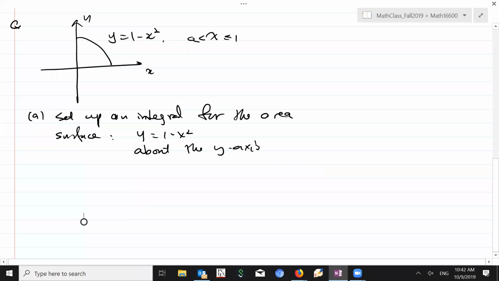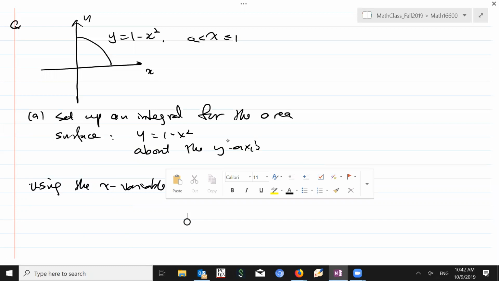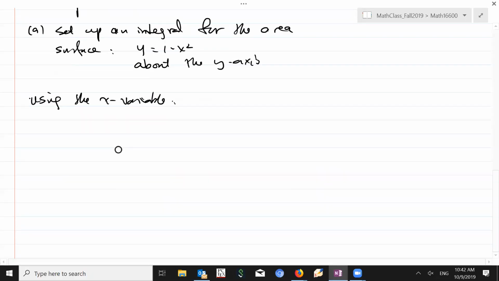Yeah, we actually want to get two integrals, using the x variable and using the y variable. Don't need to evaluate the integral, okay? So A, using the x variable, okay, first of all. Then you get a formula using the y variable, okay? So let's put a picture here.